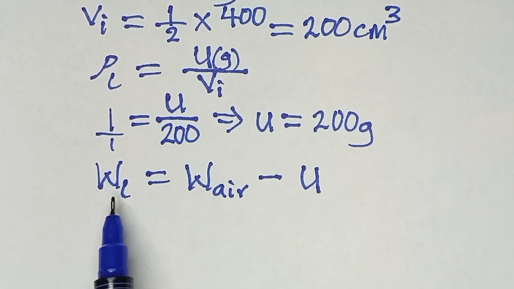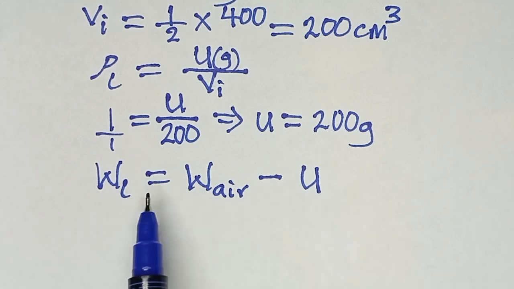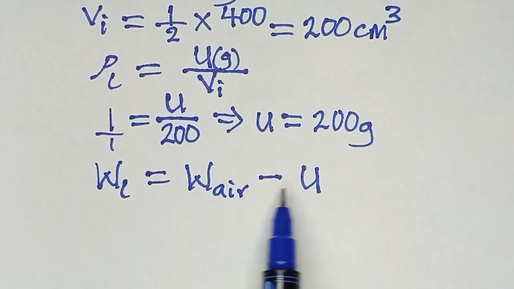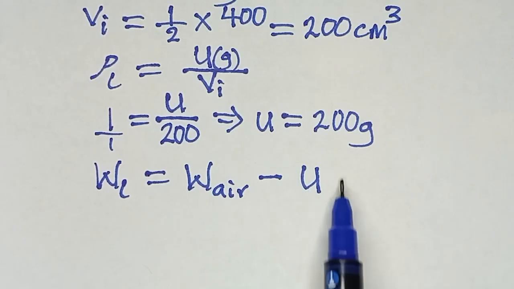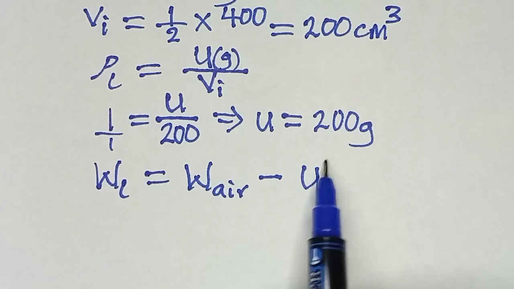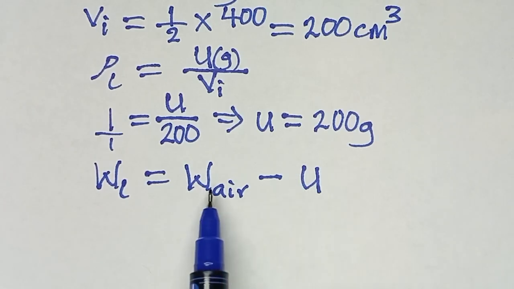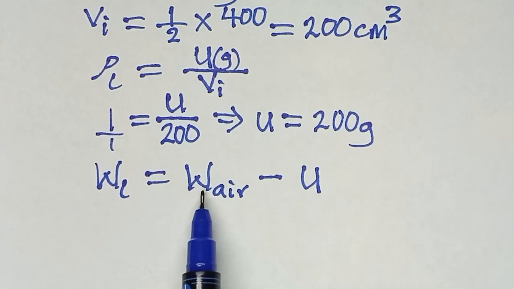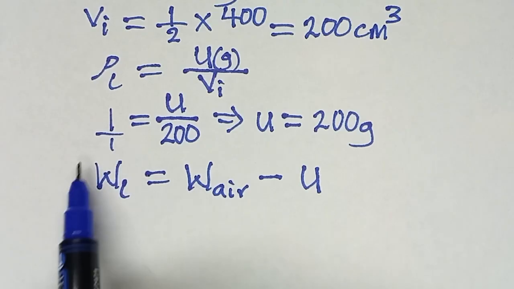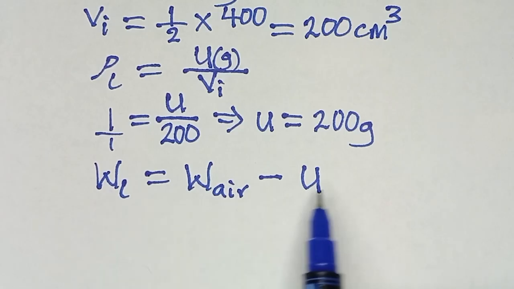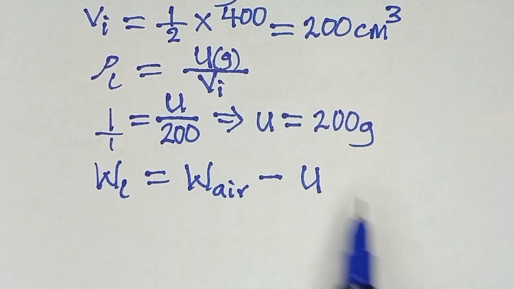Don't forget, the weight of an object in a liquid is equal to the weight of the object in air minus the upthrust. This upthrust means the loss in weight. So when you subtract this loss in weight from the original weight of the object in air, it will give you the weight of the object inside the liquid, because inside the liquid it has lost some weight because of the upthrust on it.